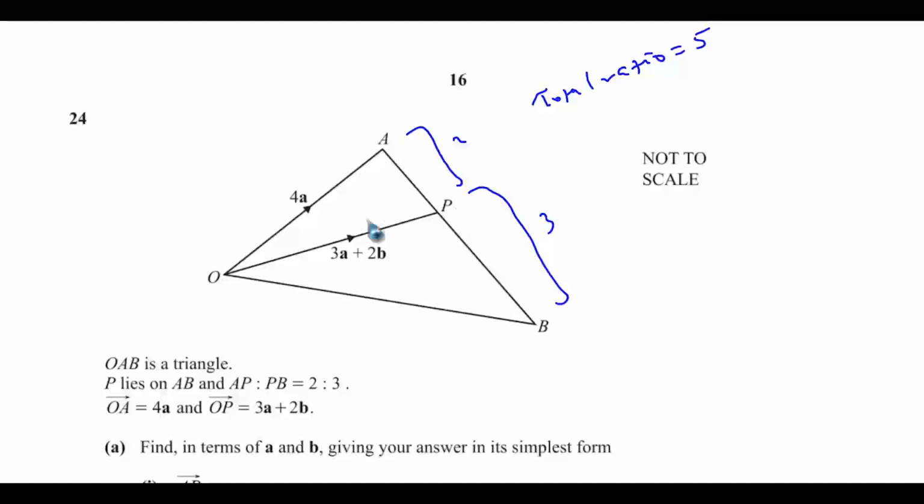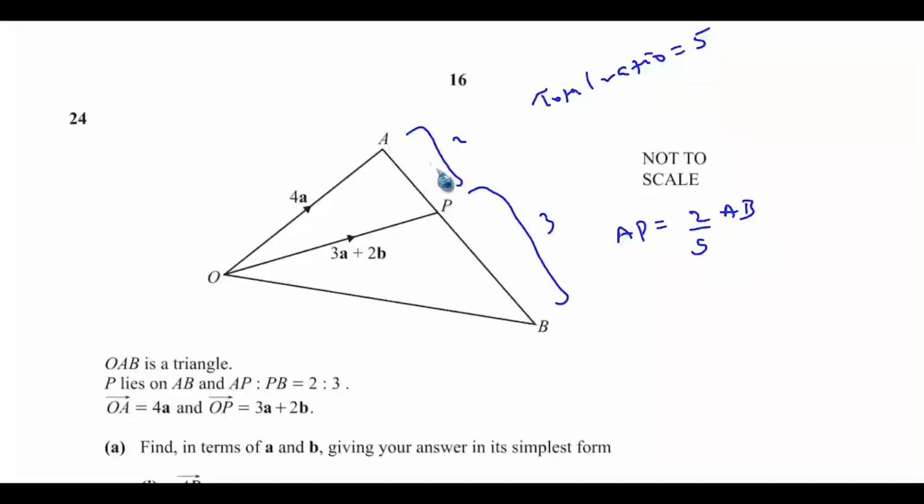I like to do this a lot. OA is equal to A as given, and then OP is equal to 3A plus 2B as given. Find, in terms of A and B, giving your answer in the simplest form, AP. Okay, good. We get AP. So AP will be equal to 2 over 5 of AB. But if you look at what we have here, we don't have AB.